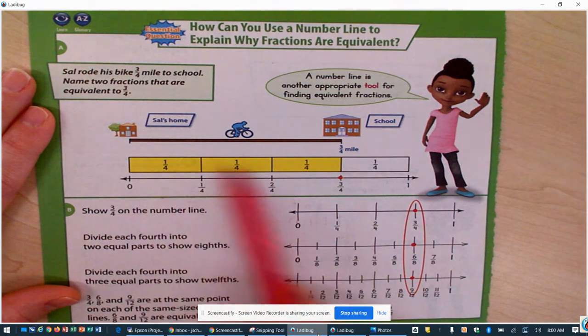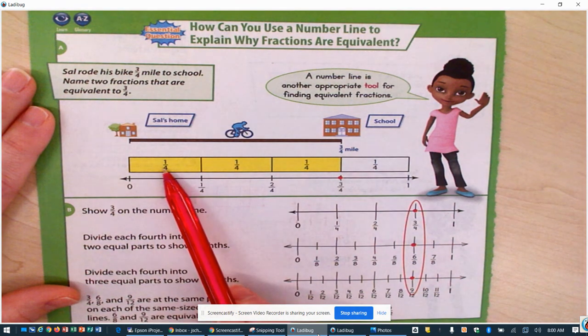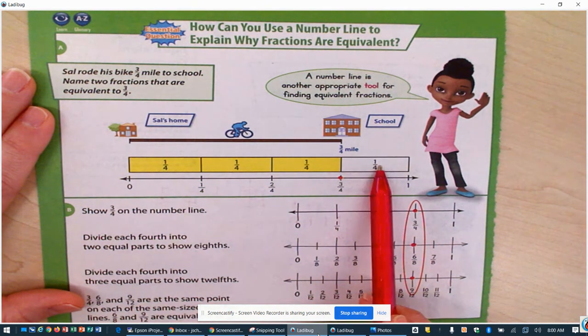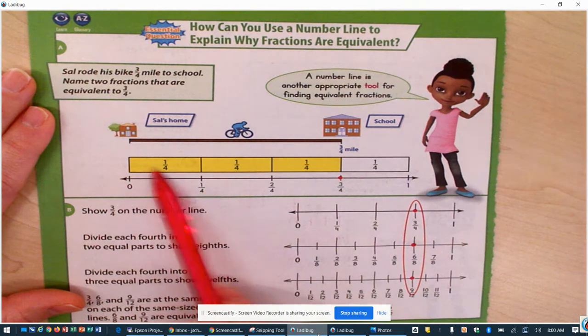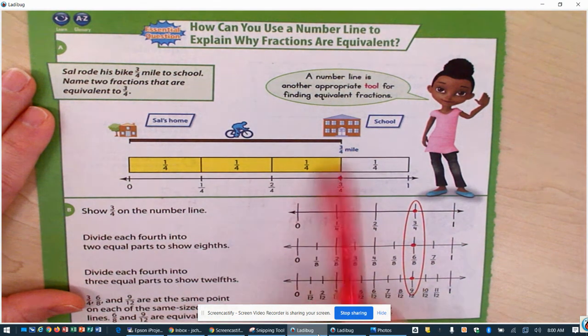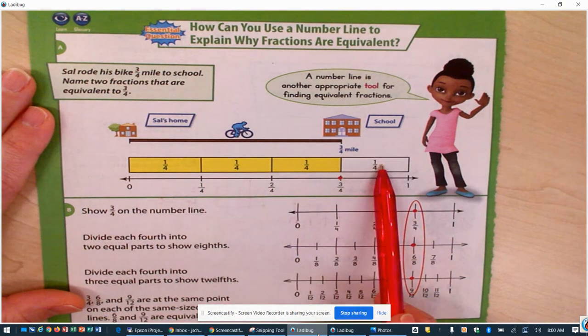Then they show you using a rectangle. So like yesterday, they broke each piece into a fourth, right? They broke it into 4 pieces, and they shaded in 3 of them because your numerator is how much is shaded and your denominator is how many pieces total.